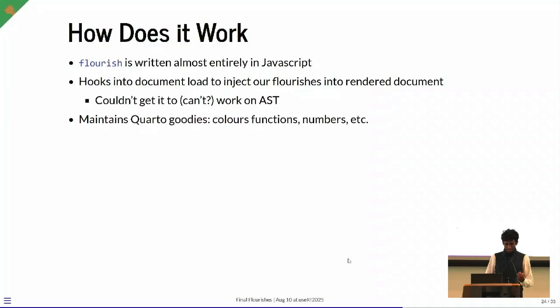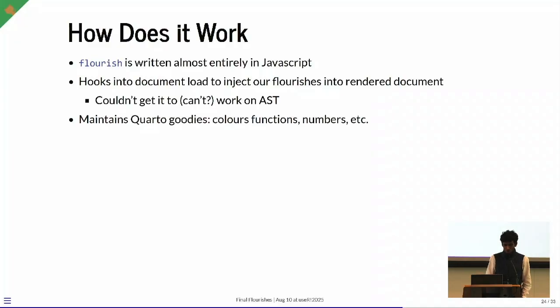So Flourish itself is written almost entirely in JavaScript. Quarto extensions in general are written typically in Lua or JavaScript if you want them to be portable. As mentioned before, Flair was written in R, which meant that was a dependency, whereas if you're writing an extension in JavaScript or Lua, it works on any device which has Quarto, so that's nice.